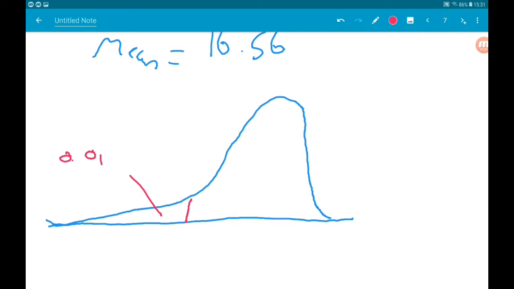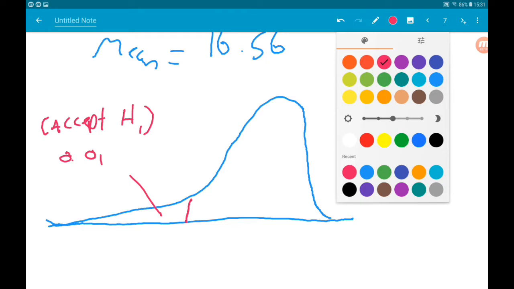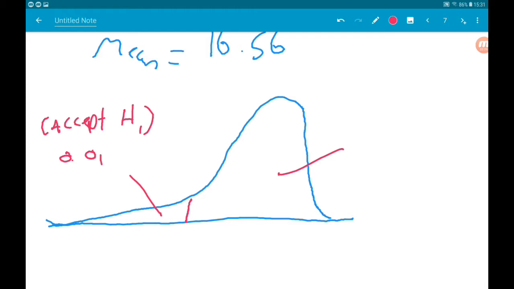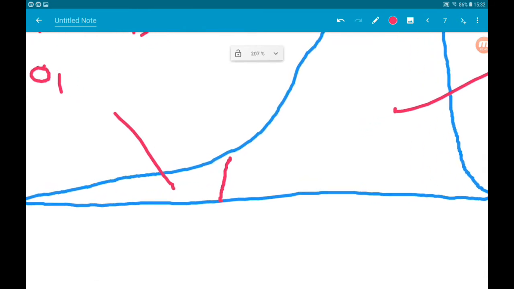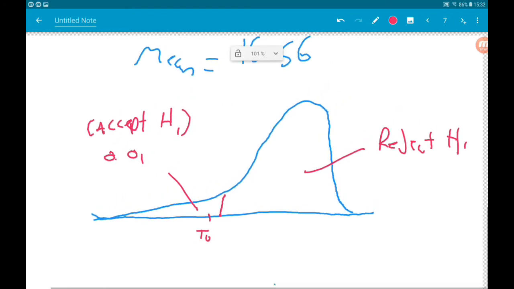So over here we would accept H1, but over here we would reject H1. So we need to find the biggest value for t that would be to the left of this red line. So I'm going to call that, what am I going to call it? I'm going to call it t upper. So our biggest value of t that lies inside of that critical region.